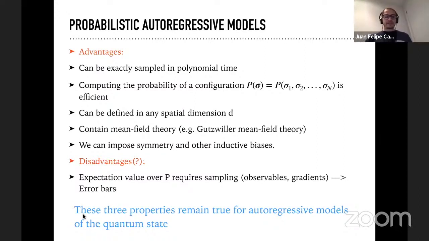The other thing that I'd like to highlight is that these three advantages remain true for autoregressive models of the quantum state, some of which Giuseppe already discussed. But I'm going to introduce a set of different ways of parameterizing the quantum state using these models that rely on a slightly different property.